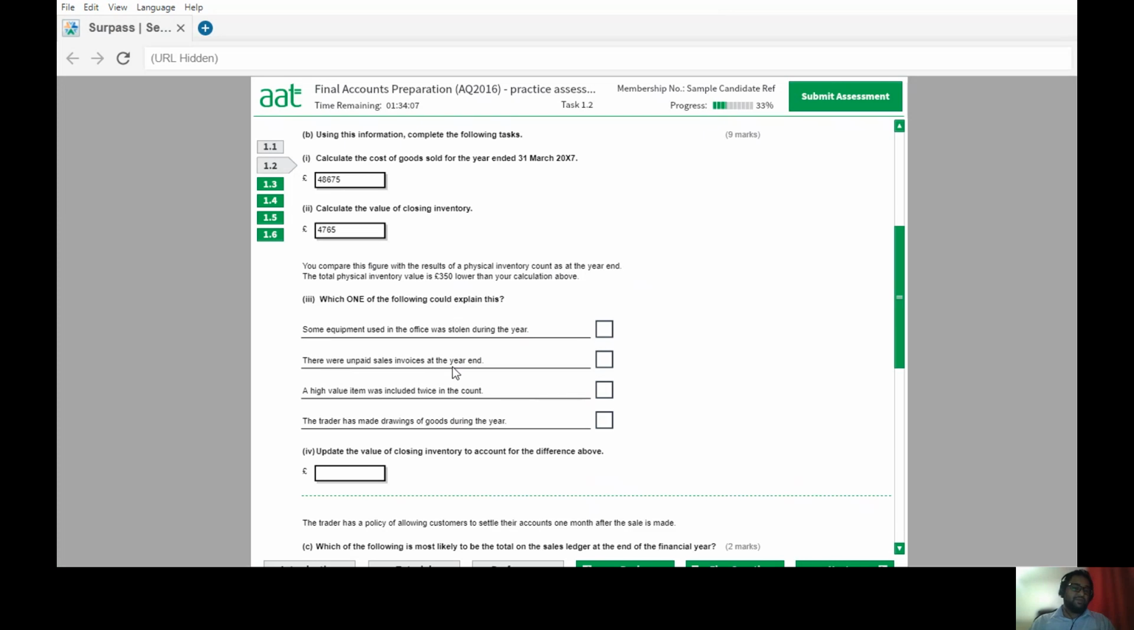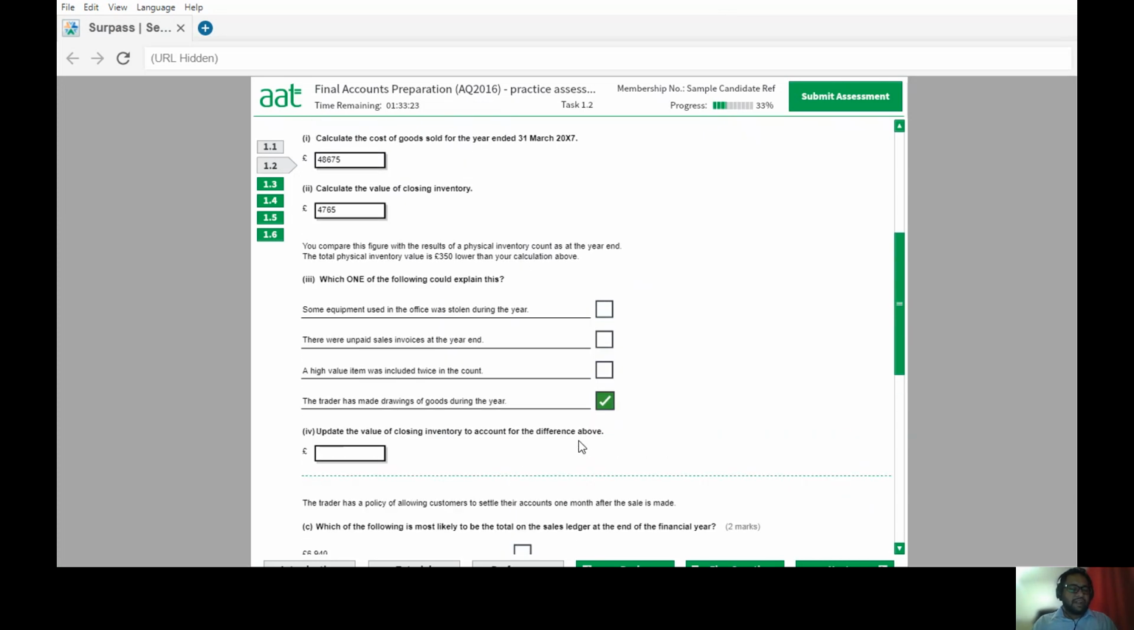There were unpaid sales invoices at the year end. Why would the sales revenue have anything to do with my closing inventory? No, so that is not going to be an answer. A high value item was included twice in the count. If you included it twice, that should be higher, not lower. So that is definitely not an answer. If you eliminated the first three, the fourth one should be the right one. That's what you think, but let's check whether that's correct. The trader has made drawings of goods during the year. That means if he's taken some of the goods from the inventory for his personal usage, the physical count will definitely show a lower amount than what it shows on paper. So that is probably the right answer there.